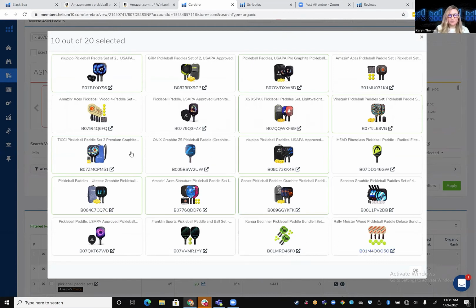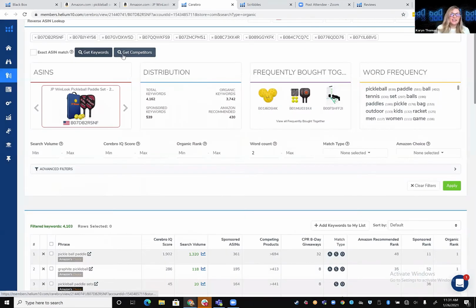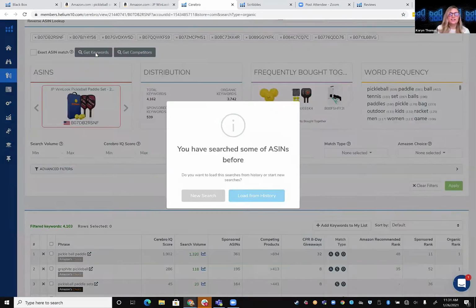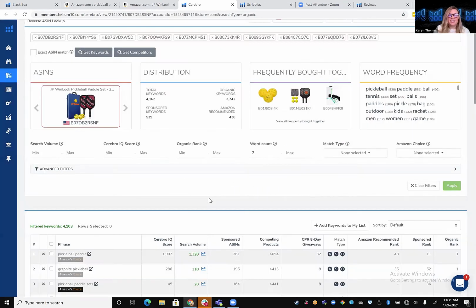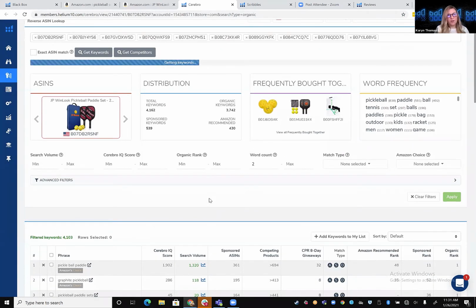So let's just assume that we've looked on Amazon and these all have similar pricing, similar quality, similar offerings. So I'm going to put those ASINs in, and then I'm going to click Get Keywords, and see what Cerebro has to show us. We're probably going to get thousands, so we're going to want to narrow it down so we have the very best keywords to work with. It takes just a minute or so.